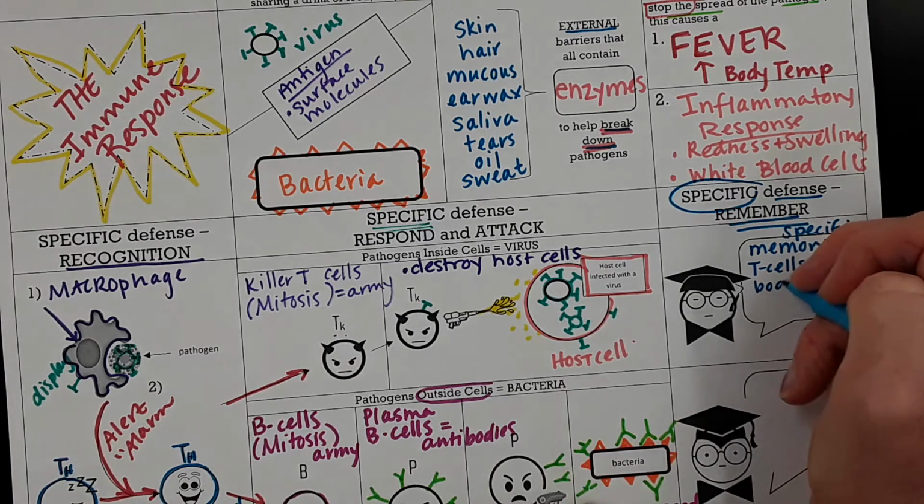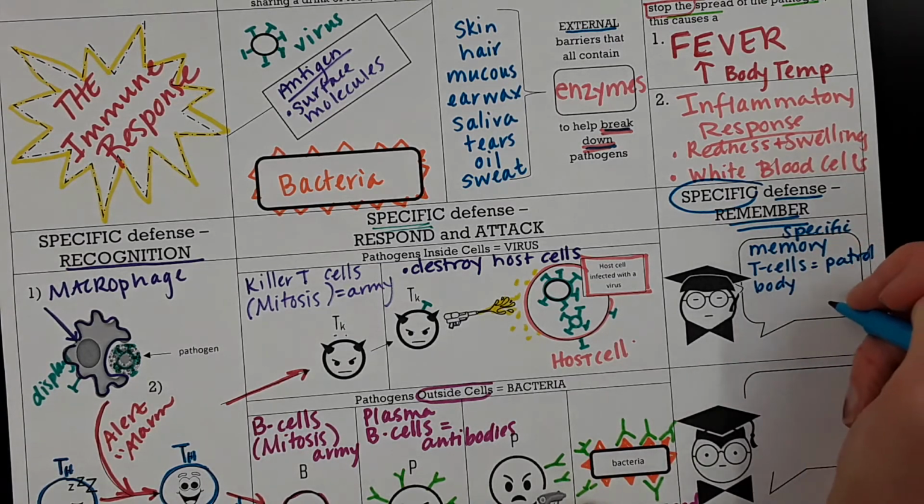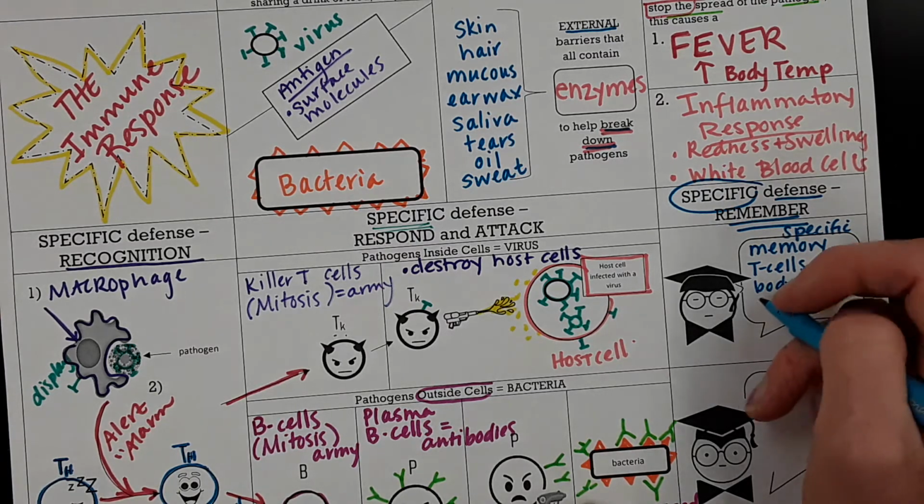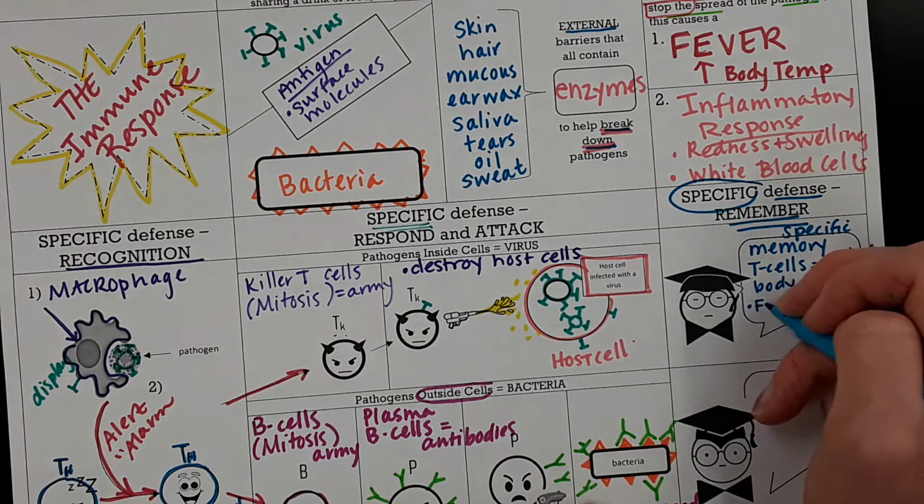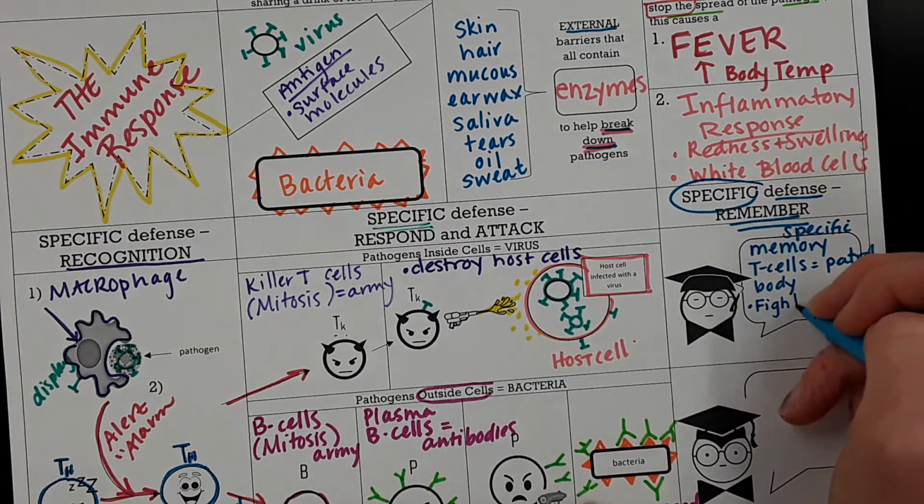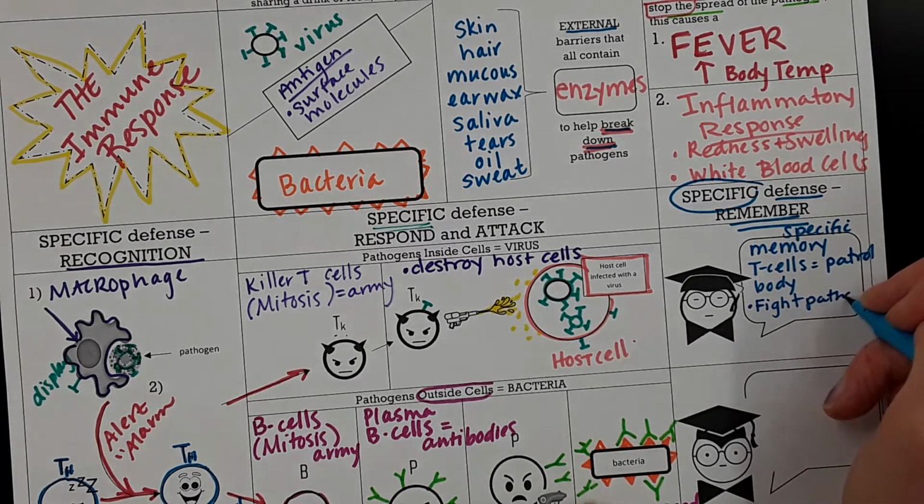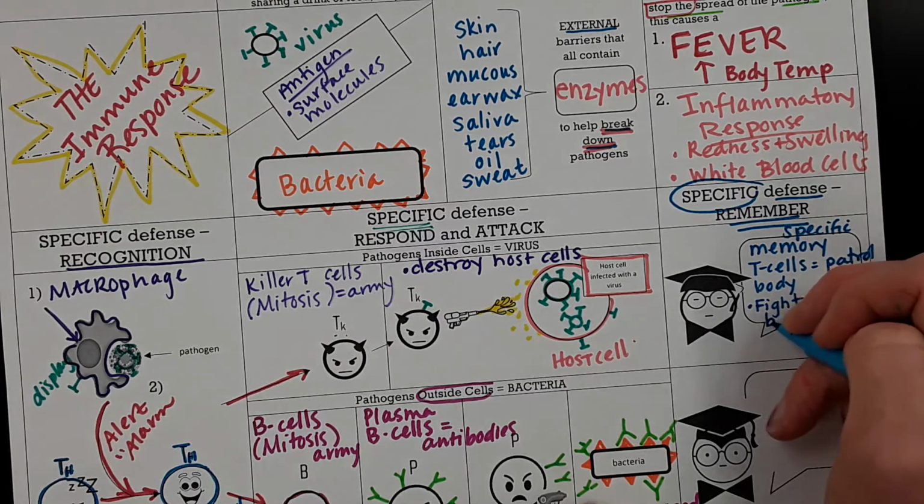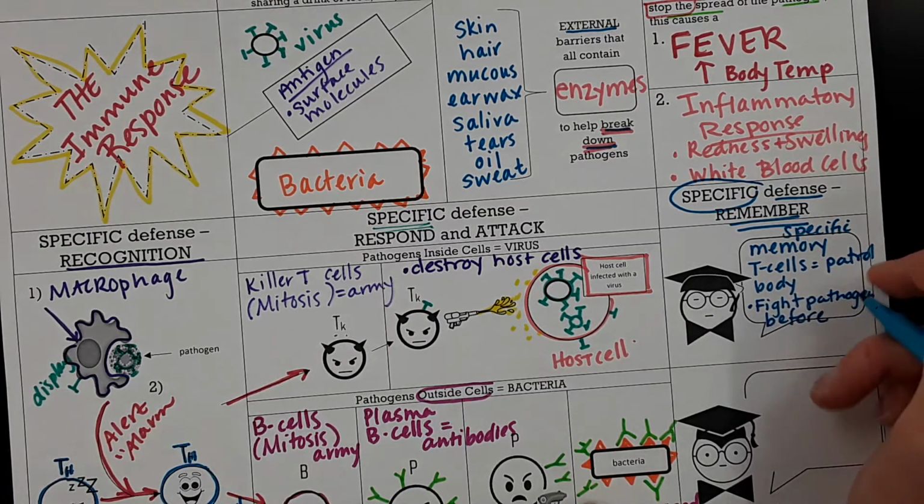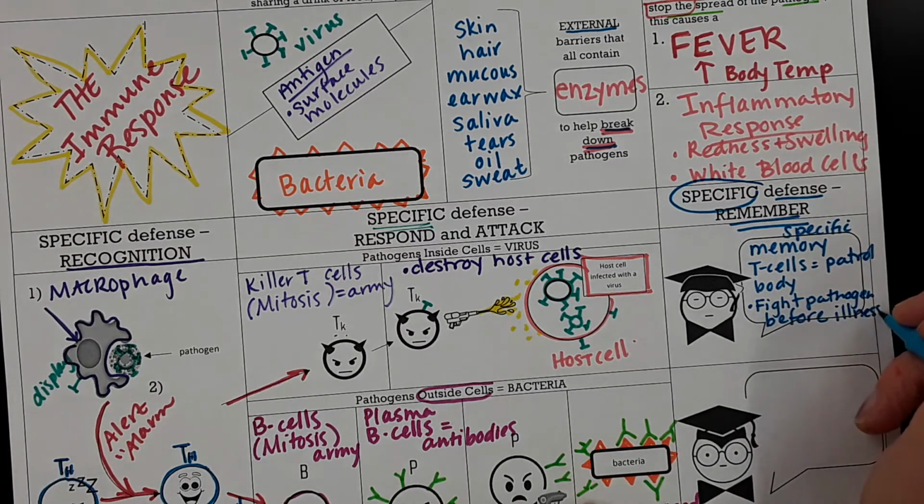And they're always going to be patrolling, looking to see if that virus is ever encountered again. And what they're going to be able to do is fight an infection, or fight a pathogen, before illness sets in. So they respond faster and more quickly than the first time that you were infected.